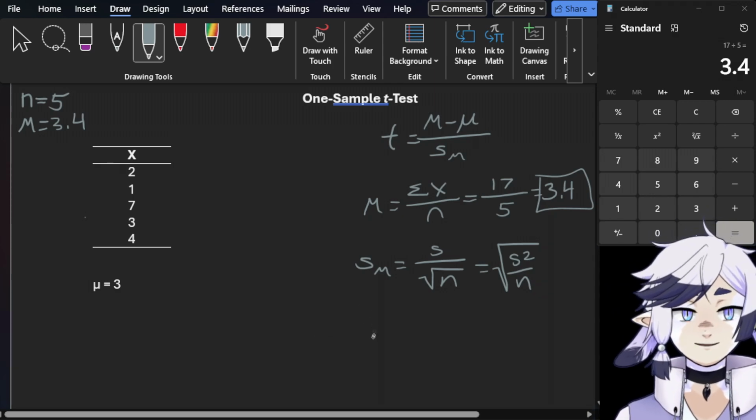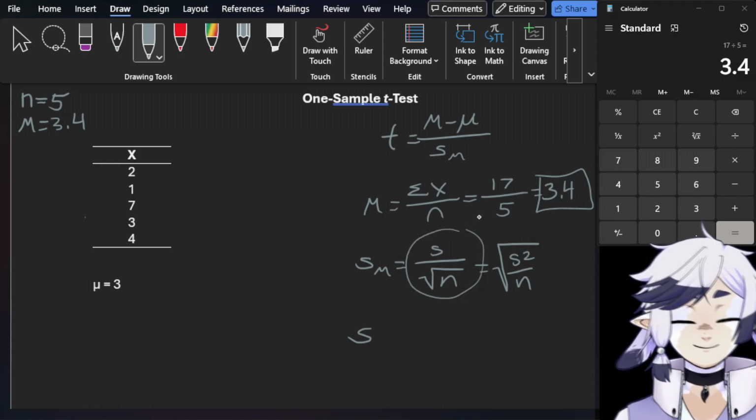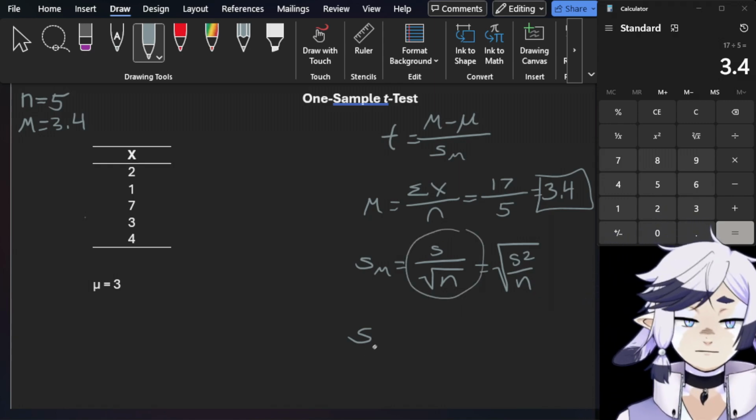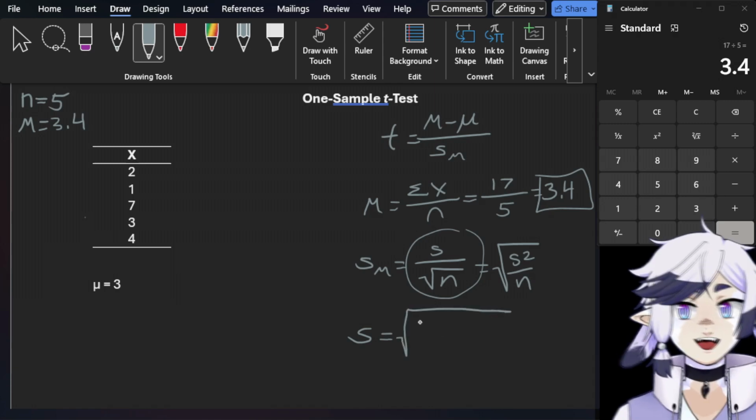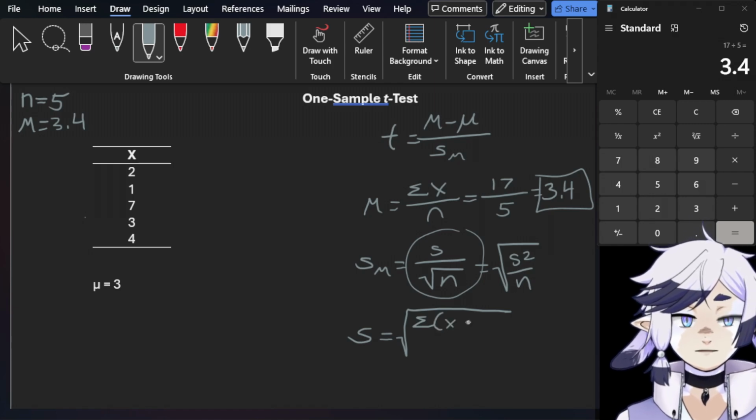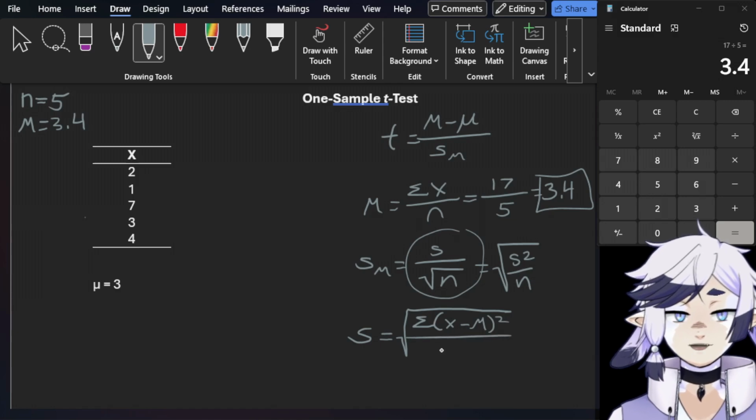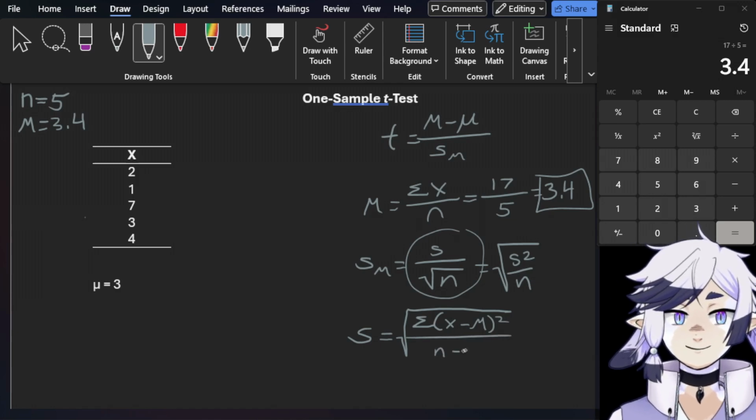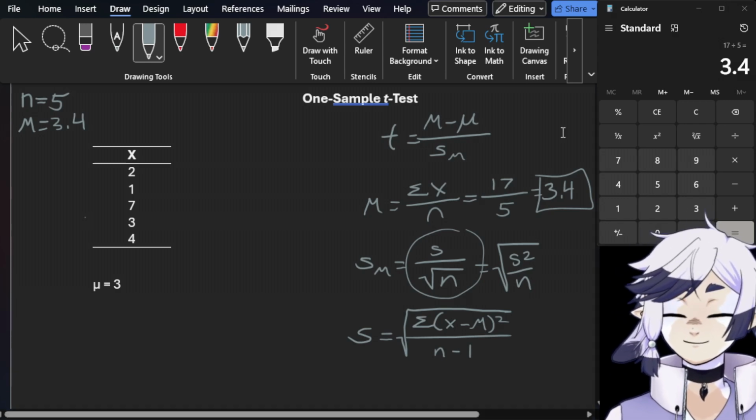Well, I'm just going to go straight to the standard deviation, and I'm going to use this version of the formula. The formula for the standard deviation is the square root of the sum of squares, which is the sum of each score minus the sample mean squared, divided by the degrees of freedom, which is your sample size minus 1. Now let's see if we have enough information for this formula.